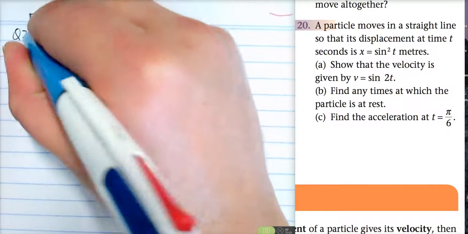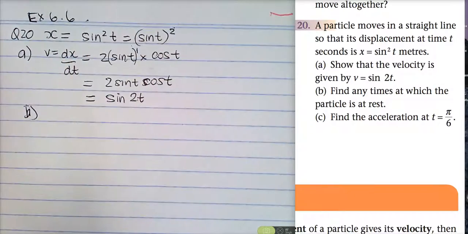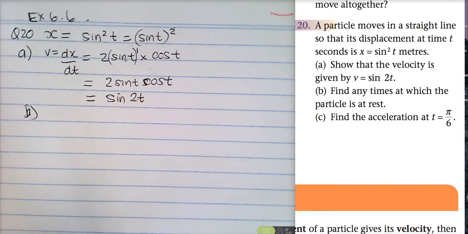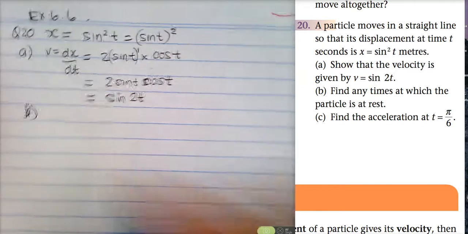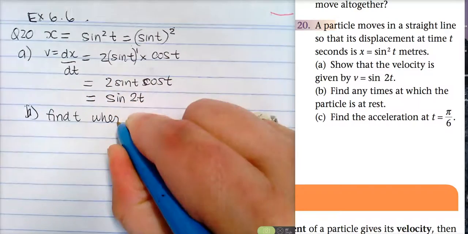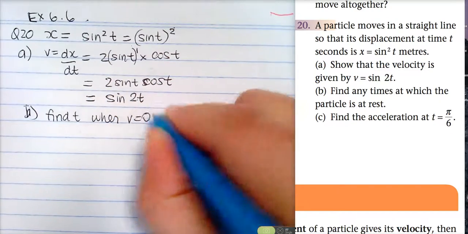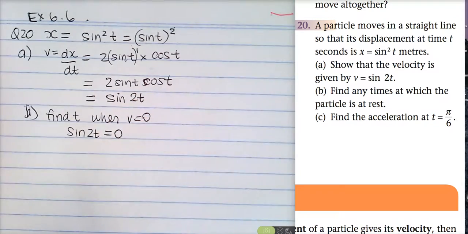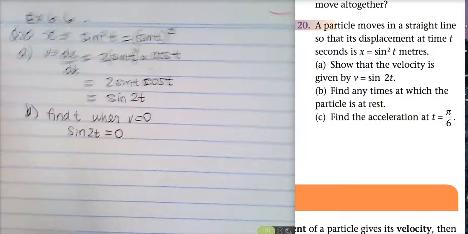This is question 20. Part B of the question says find any times at which the particle is at rest. Oh, I like this question. Well, it's okay. All right, at rest when? So find t when v is 0. So we're trying to solve sine 2t equals 0. Actually, now this is 2-unit, back to 2-unit.